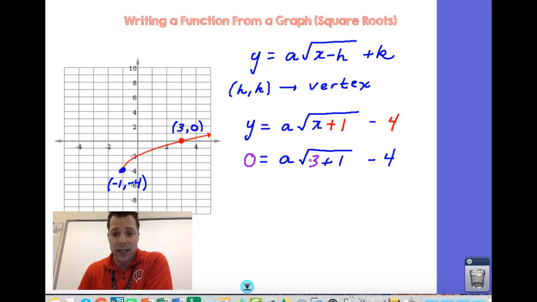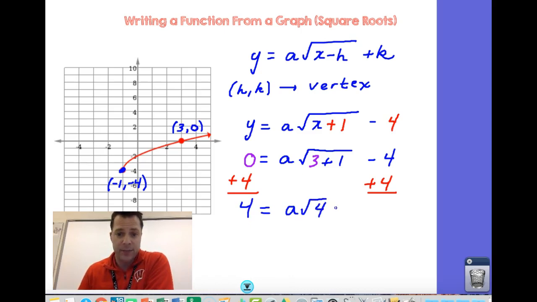You can isolate the square root first. We can add 4 to both sides, so I'll go ahead and do that. Okay, and so now I'm left with 4 equals a times the square root of 4. So that becomes 4 equals 2a, and we divide each side by 2, so we get 2 equals a.